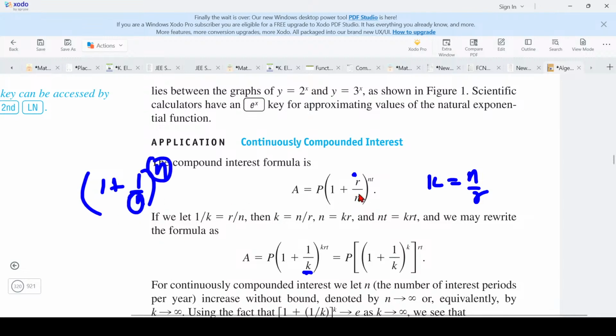Okay, here it is. Not this. That's why we are trying to match this and this. Let's say K is N by R. What will N become? N becomes KR. That's it. Don't worry much about it.